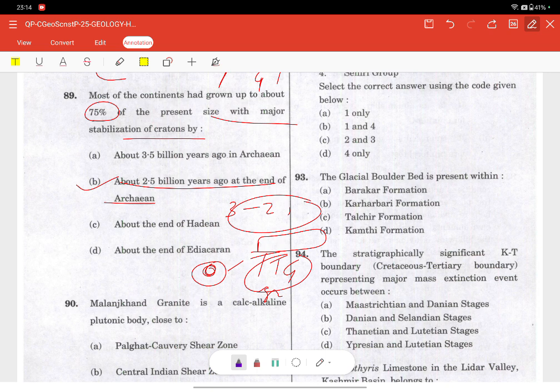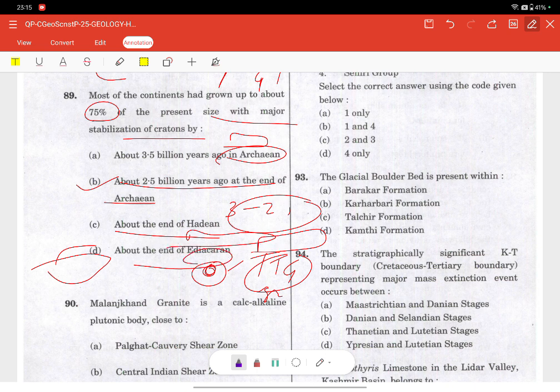Now we have this craton stabilization. So the end Archean marks the cooling of the mantle and reduced crust recycling. So there is an onset of long-lived stable continents. So 2.5 billion years is taken as a benchmark for continental growth. 3.5 is too early. In the Archean, there were only small proto-continents because the crust was still forming and continental crust volume was limited. In the Hadean Eon, there are no stable continents. It was totally dominated by magma oceans and heavy bombardment. And Ediacaran is much too late.